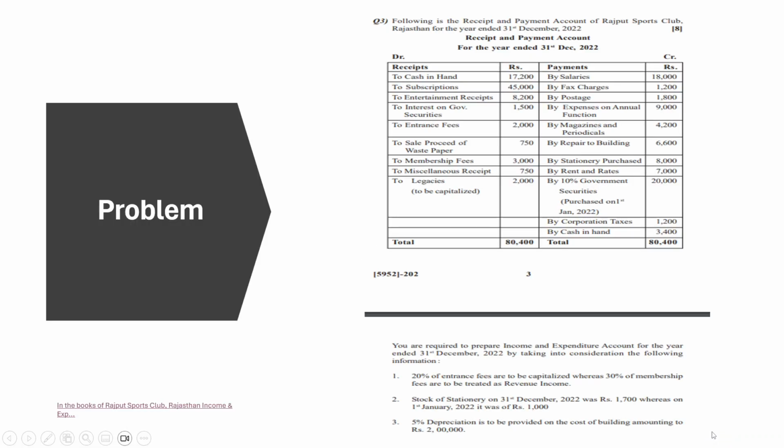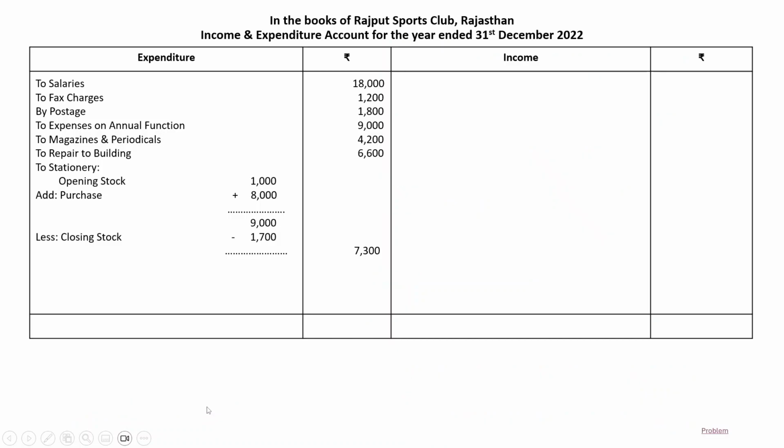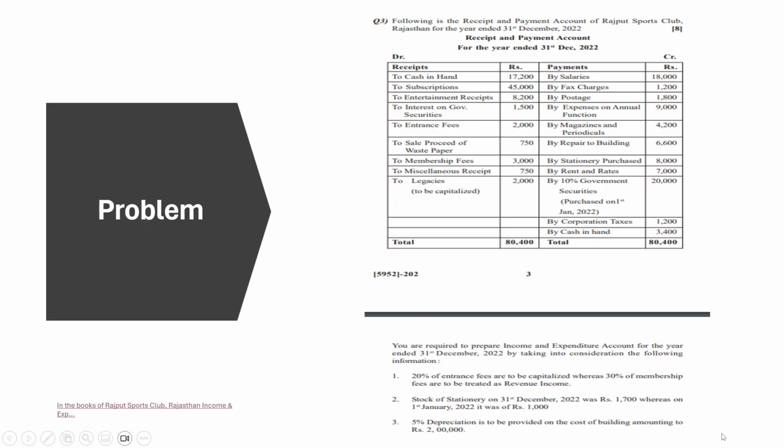So after the stationery, the next amount given there is what? Rent and rates, 7,000. That is a revenue expenditure, and there is no adjustment. So show the whole amount in the outer column on the expenditure side. To rent and rates 7,000. Clear? The next one. What is there?